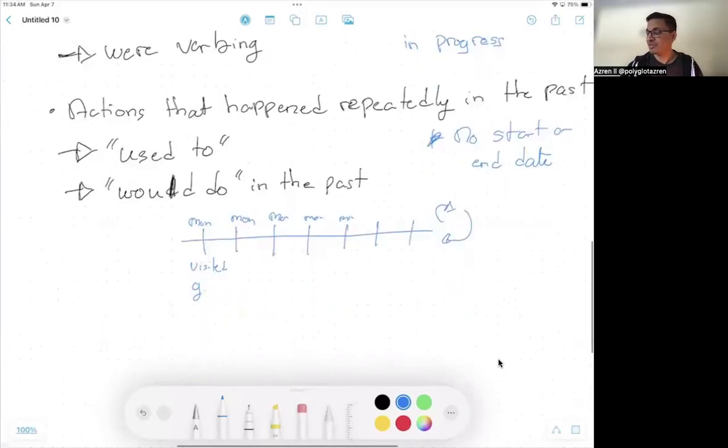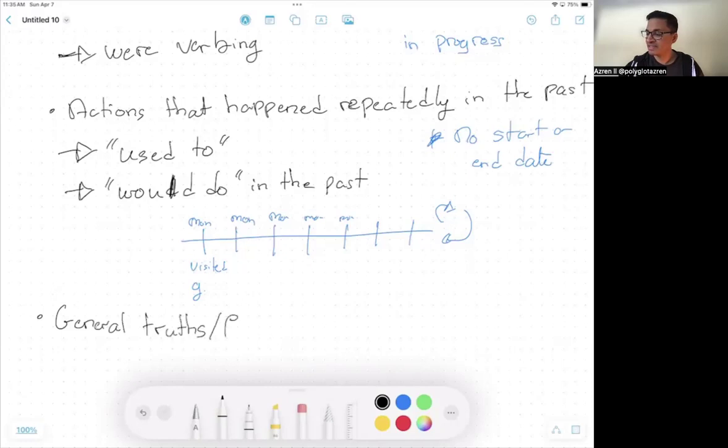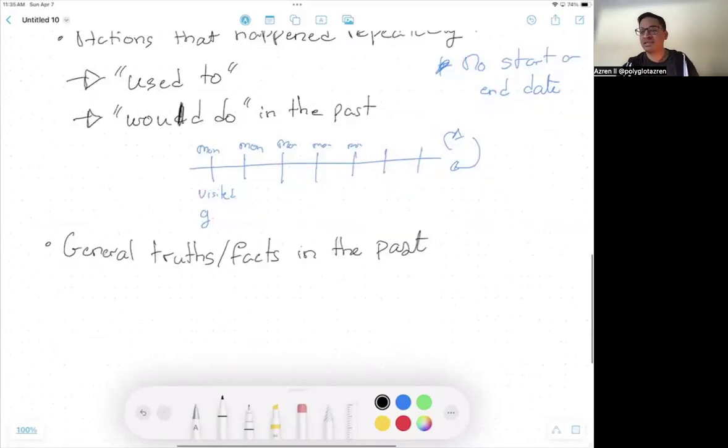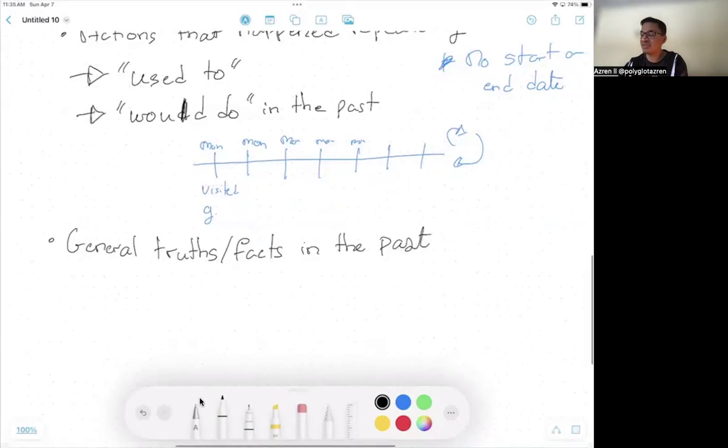The third time we use the imperfect tense in Gujarati is for general truths or facts in the past. Okay. General truths or facts in the past. So what does that mean? I mean, that can present itself in many different ways. I'll give you some examples.